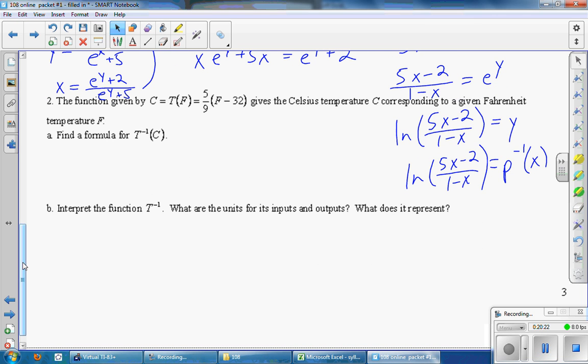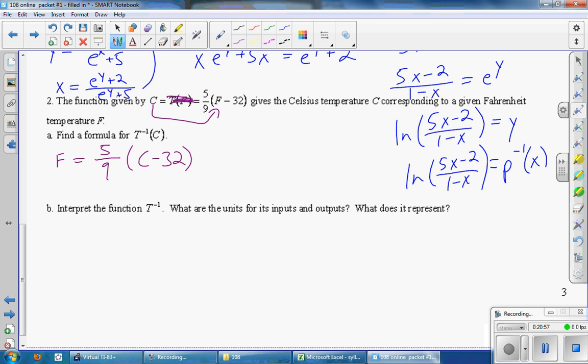The function given by C equals T of F equals 5/9 (F minus 32) gives the Celsius temperature C corresponding to a given Fahrenheit temperature F. Find a formula for T inverse of C. Okay, let's go through the process. So it says C equals this thing. I'm going to go ahead and now right away change the C's and the F's. Used to be swap the x's and the y's, but now it's going to be swap the C's and the F's. So I'm ignoring this piece in the middle and just using the remaining equation, but swap C and F.